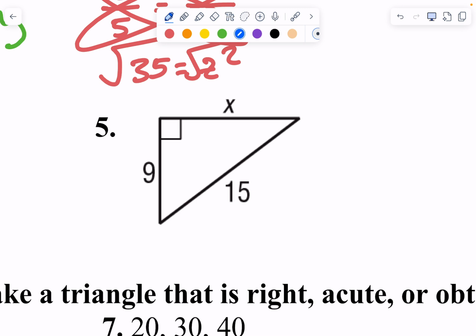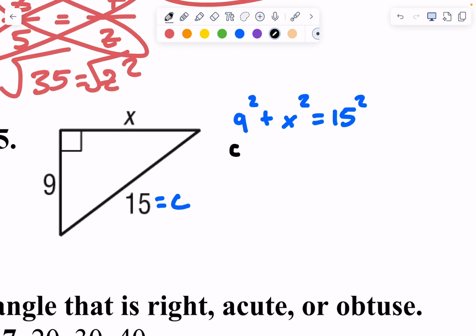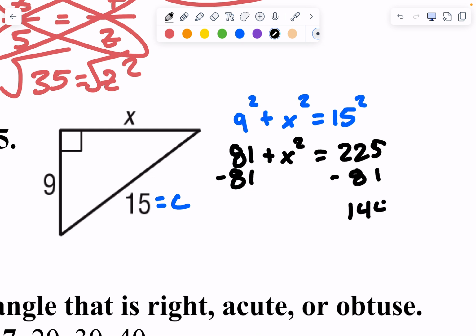But let's say you don't remember that, so you can do, which side is side C, by the way? 15. So 9 squared plus x squared equals 15 squared, right? A squared, b squared, c squared. Okay. 81 plus x squared equals 225. And if you subtract 81, you get 144. And then you take the square root, and it is 12.